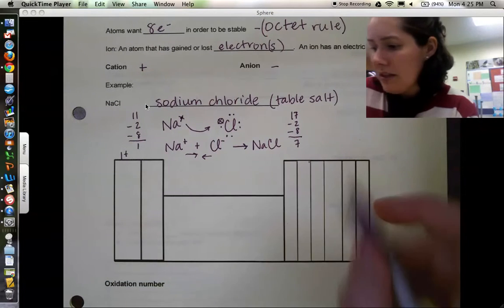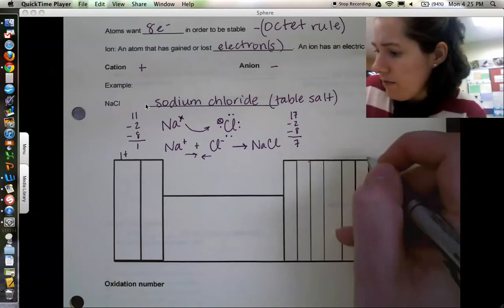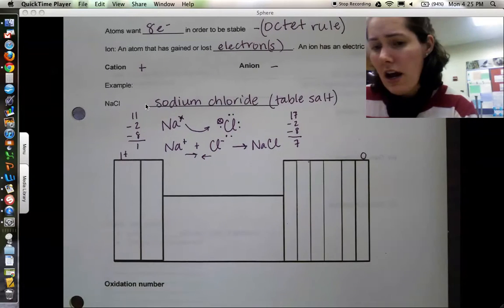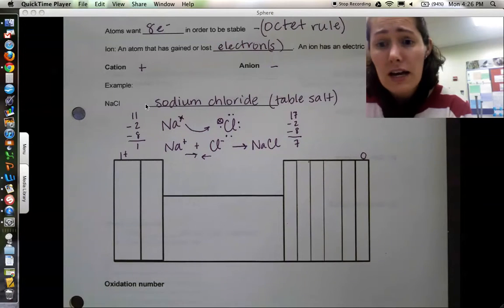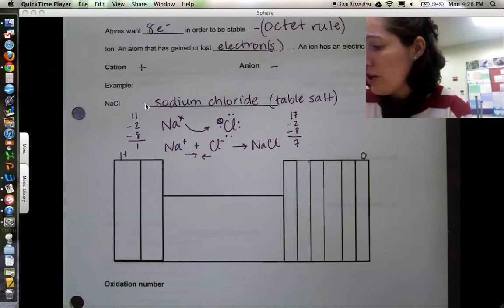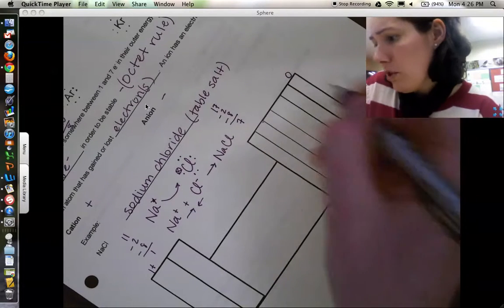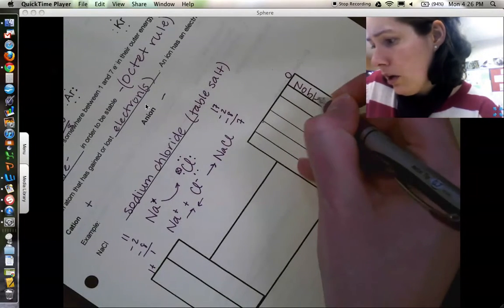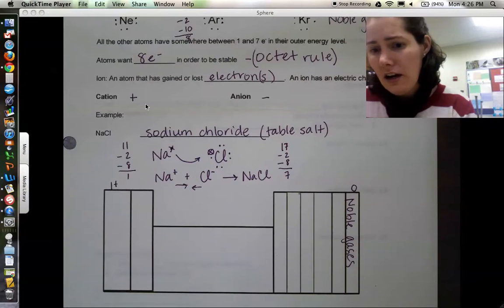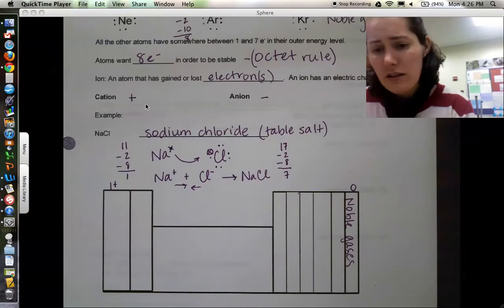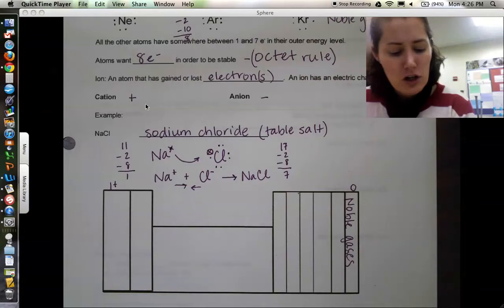Well, we can look at this other side. We've already defined this last group as having no charge. It's not going to take any electrons or give any electrons, because these are the noble gases we just learned. Let me just write that here. Noble gases. And those are full. Their octet is full. They have 8, and they cannot take any more, and they don't want to give any away because they're stable. So they have what we call an oxidation number of 0.